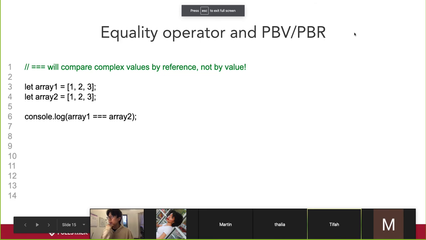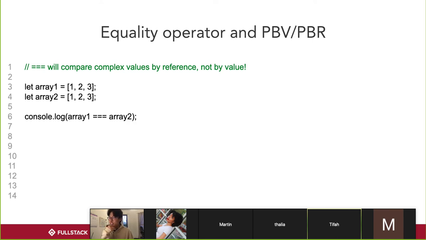But the equality operator, so any guesses what this would log? It's a 50-50 shot. It looks like it's true. This would be false. It's a great guess. Yeah, it's because it's a different place in memory.